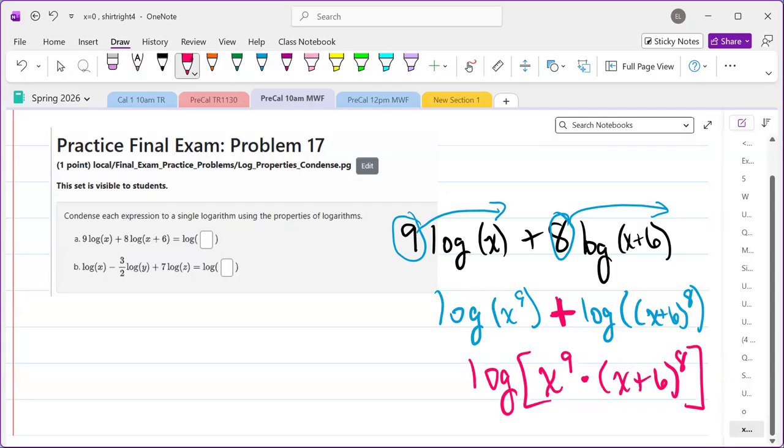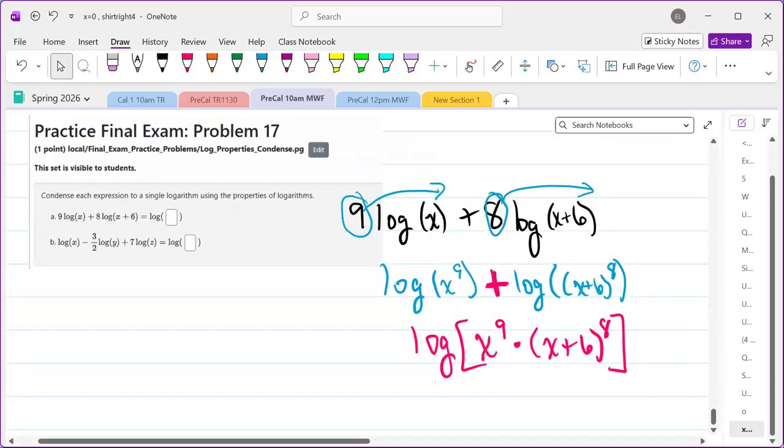The directions were to write it as a single logarithm. That is a single logarithm. The answer that we would type in the blank is just what's inside the log. So x to the 9th times x plus 6 to the 8th.